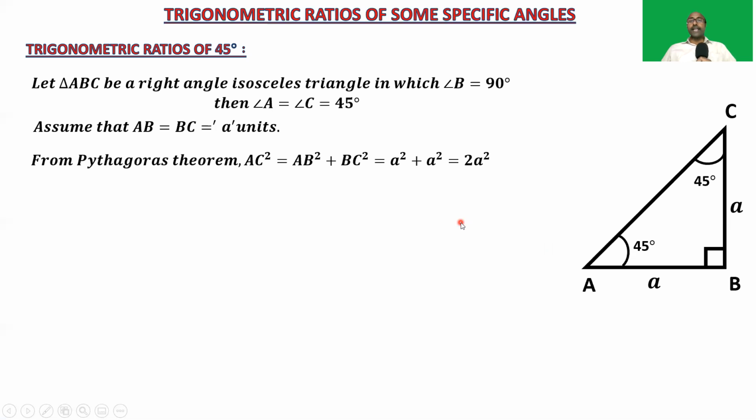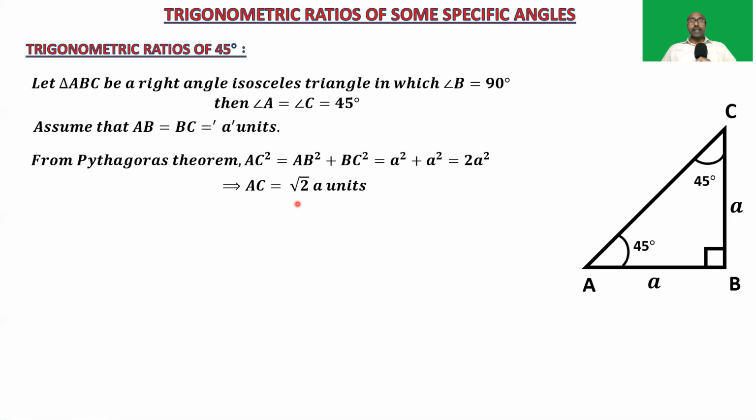Now, from Pythagoras theorem, we have AC square equals AB square plus BC square. That is A square plus A square, which equals 2A square. From this, we can write AC equals root 2 into A units. So, in this picture, AB equals BC equals A units, and the length of the diagonal AC equals root 2 into A units.